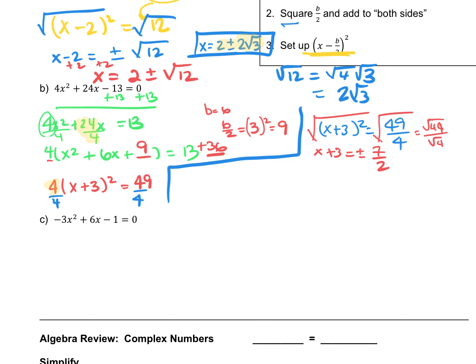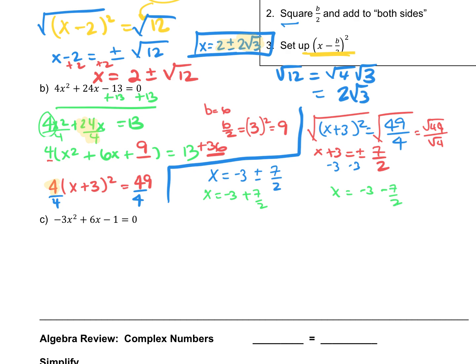Now I have two equations. If you want to subtract this negative 3 over here, you can do that, and you'll wind up with x equals negative 3 plus or minus 7 halves. Again, no radical, so I must write my two equations and find those two answers. My first one is x equals negative 3 plus 7 halves. My second one is x equals negative 3 minus 7 halves.